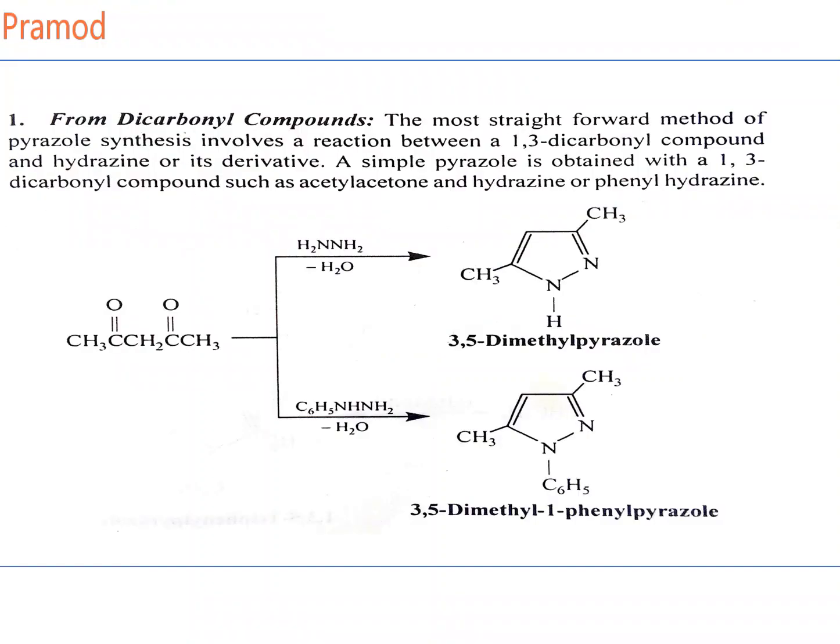This is the same thing, you can get different products depending upon that. Okay, you can get different substituted pyrazoles using this particular method, taking different diketo, 1,3 dicarbonyl compounds. You can take different hydrazines, and you can prepare different derivatives of your pyrazole. So depending upon your hydrazine and your diketo compound, 1,3 dicarbonyl compounds, you can prepare n number of pyrazoles.